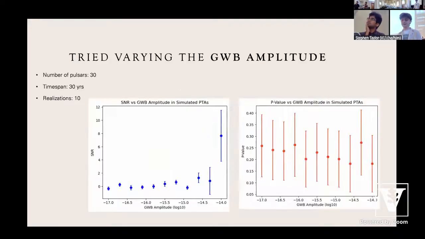So my next effort was to vary the gravitational wave background amplitude. And so you're seeing there is a trend in the SNR for sure. But there still seems to be no really good trend in p-values, and all of the uncertainties or the error bars are pretty high on the p-value. So that's unfortunate, but we'll keep working on it. This is how far we got, and at least we have some plots. So thank you. That's the end of our presentation.